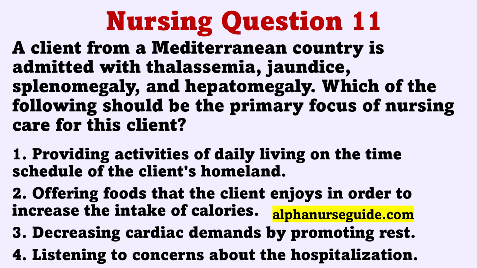The correct answer is 3. Decreasing cardiac demands by promoting rest. This client has clinical manifestations of thalassemia major, a disease found in descendants from the Mediterranean Sea area whose mother and father both possess a gene for thalassemia. The severe hemolytic anemia causes sequestration of red blood cells in the spleen and liver, which leads to engorgement of the organs and chronic bone marrow hyperplasia. Rest will decrease the demands on the heart due to the diminished hemoglobin level, a physiologic concern.